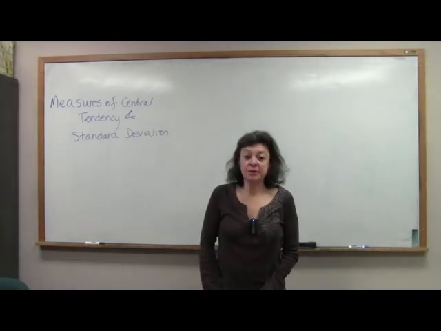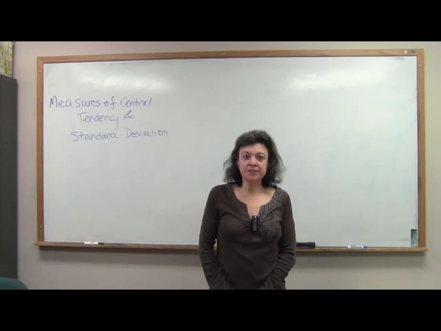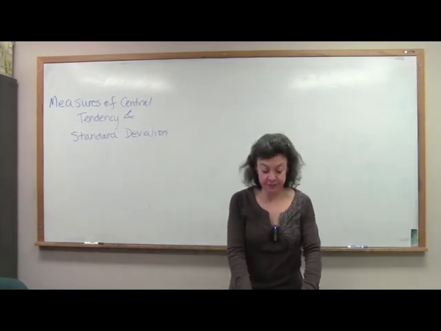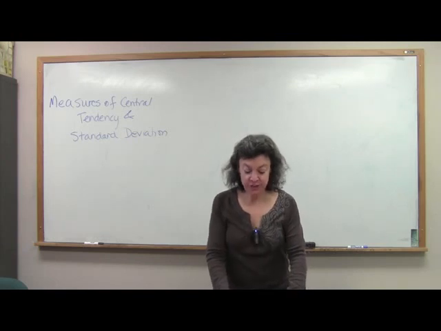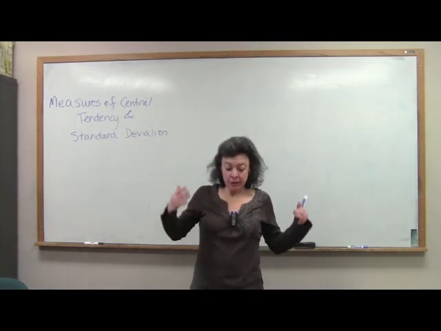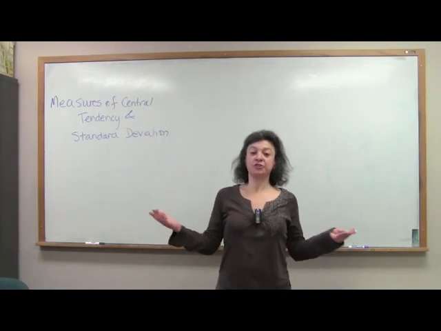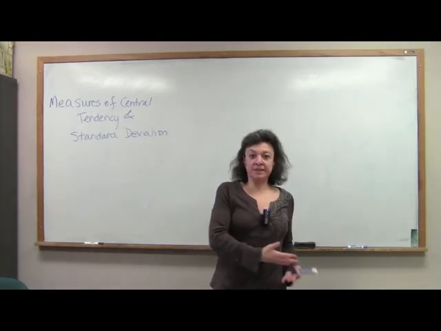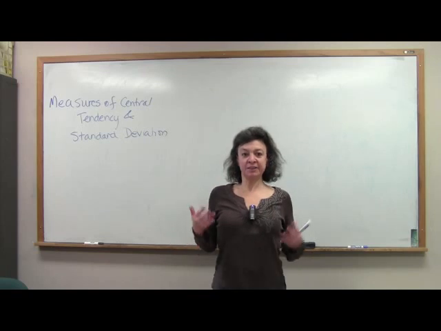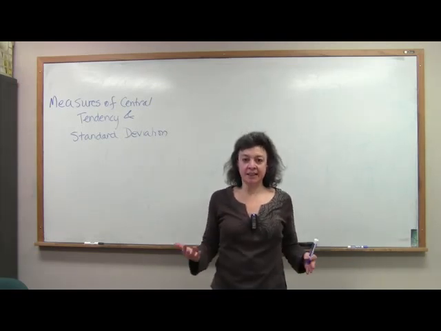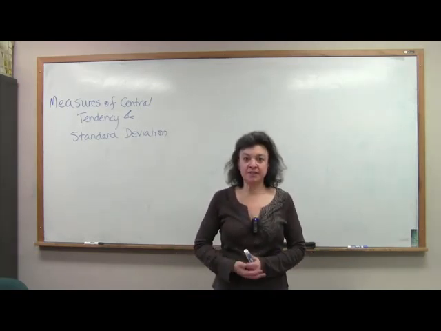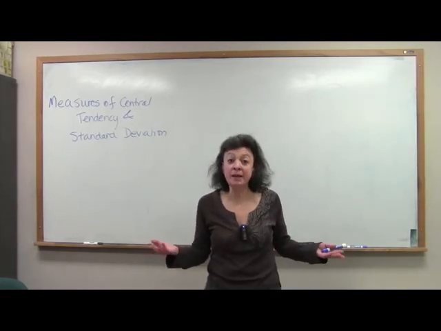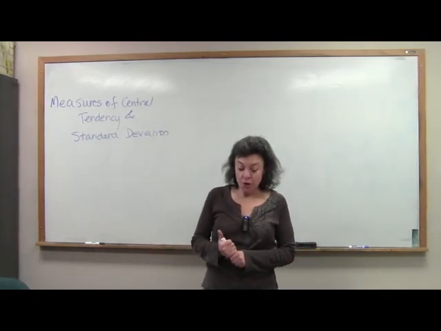Hi there. So in this section, what we're going to talk about are measures of central tendency and standard deviation. Essentially, what we're looking at is the following. When you have a large data set and you want to make some sense of it, you want to ask yourself, well, what is this data set telling me? What information is this giving to me? And what type of generalizations can we make from this data set?